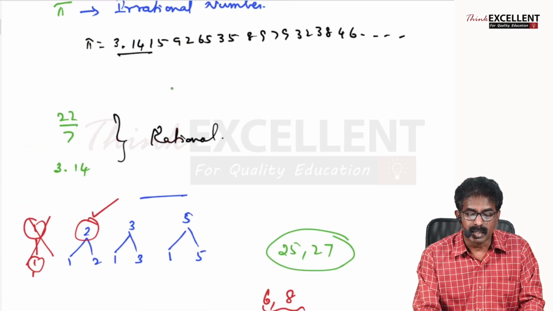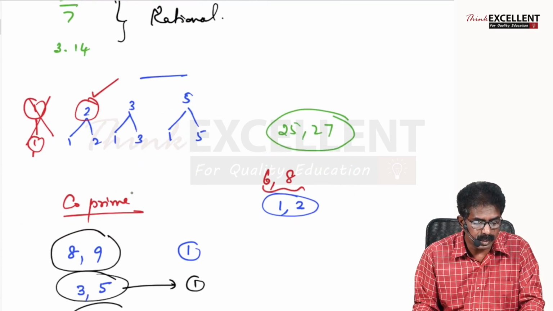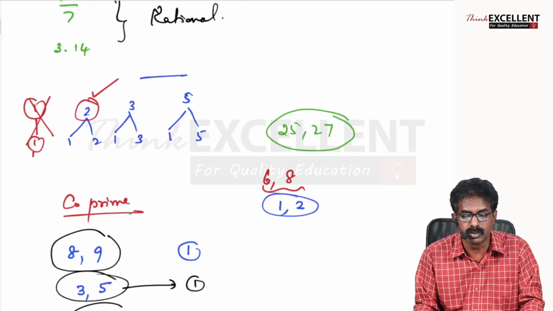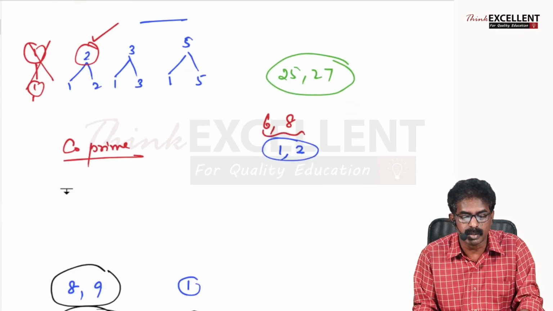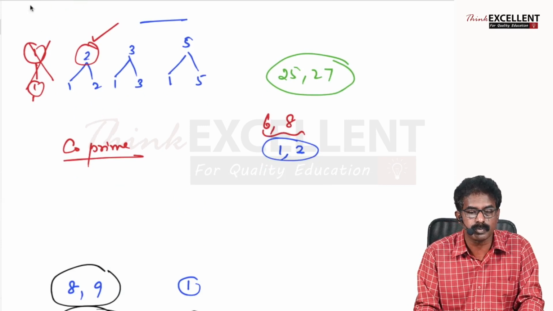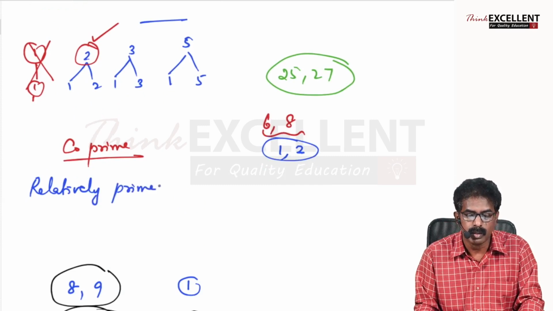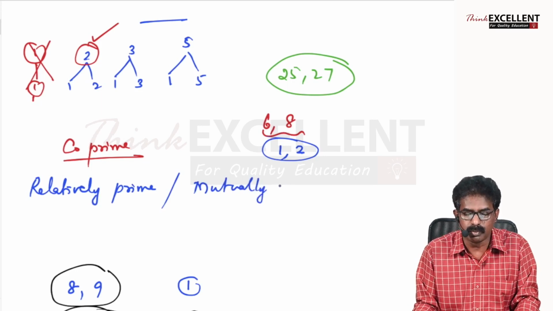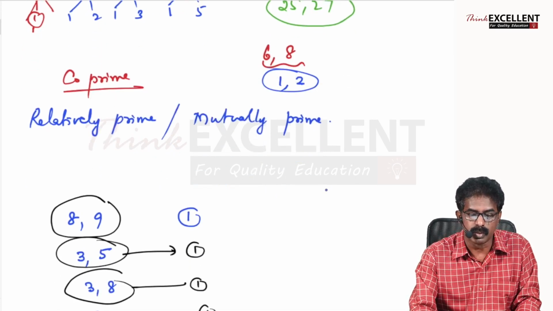For co-prime, there are some other names also. Co-prime is also called relatively prime, or we call it mutually prime. So remember these other names. They are prime to each other, right? Mutually prime. Okay, hope you understood this one.